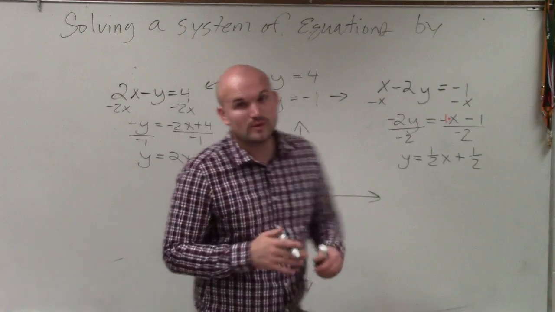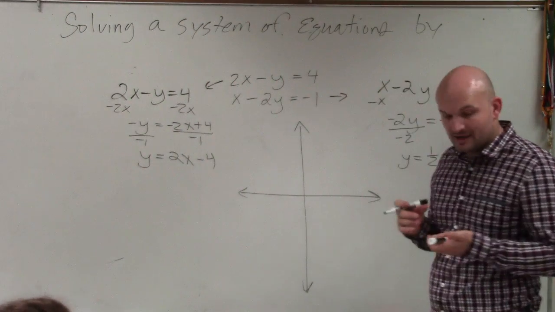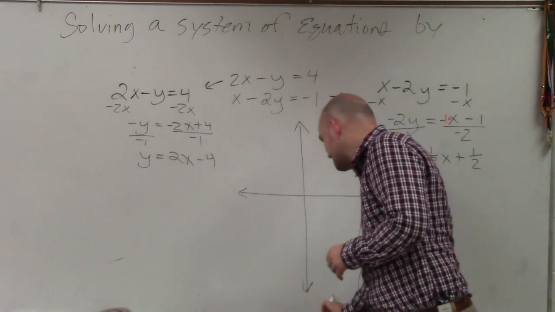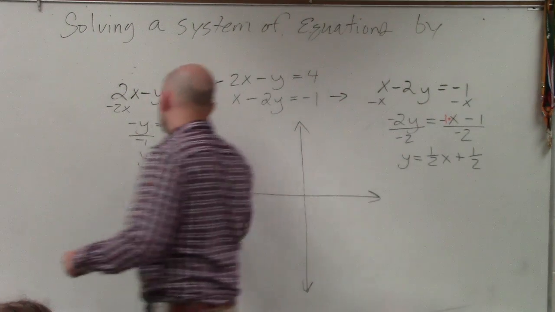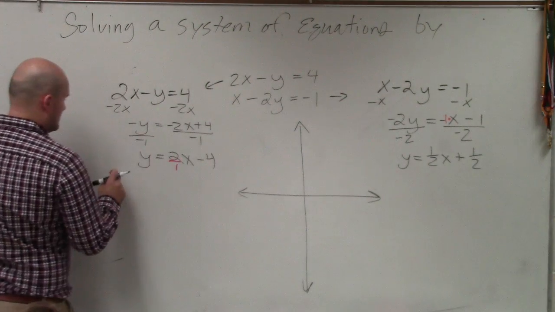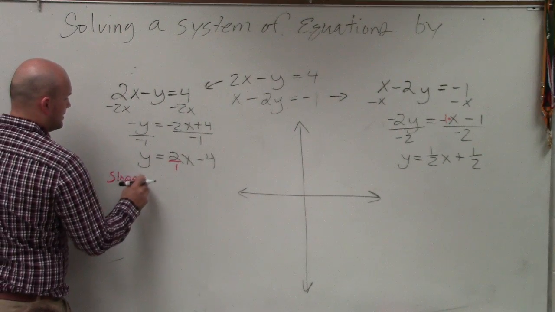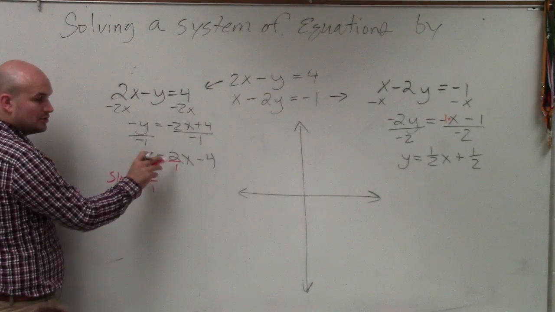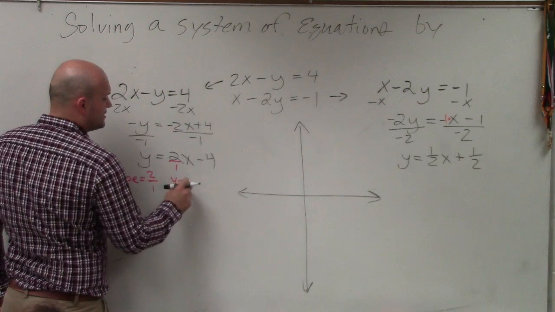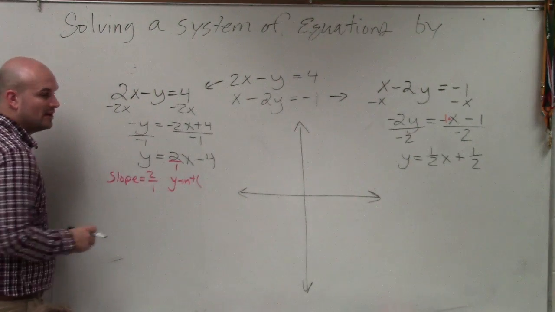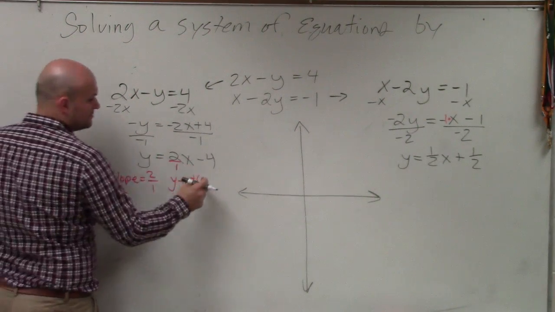OK, so when graphing, again, we want to identify the slope and the y-intercept. Remember, ladies and gentlemen, the slope we want to represent as a fraction. So my slope is 2 over 1. It's always the coefficient of your variable. And the y-intercept I want to write as a point: 0, comma b.